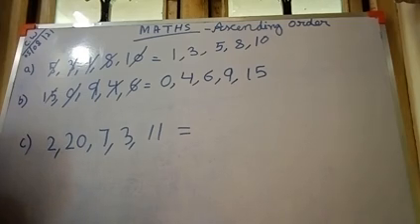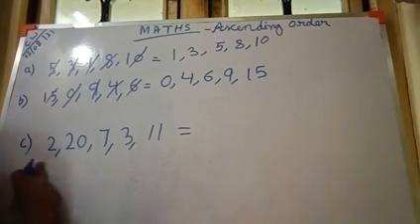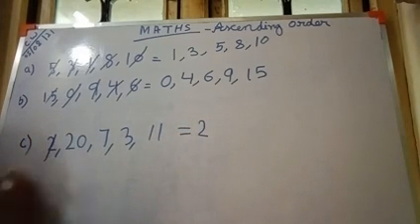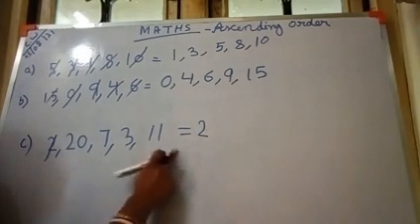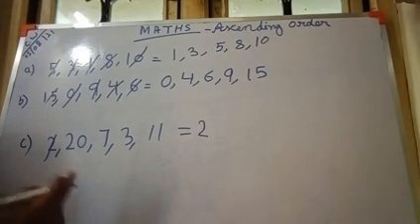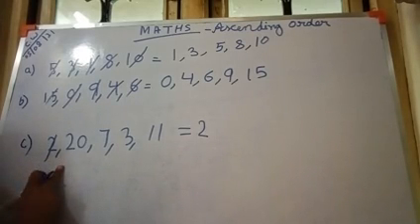2, 20, 7, 3, 11. 2 is there. Yes, 2 is here, we will write 2. 2 is the smallest one. First we will write the smallest number out of these numbers. Which is the smallest? We have to write it first. So when we are counting the numbers, 2 comes first. So we will write 2 here.